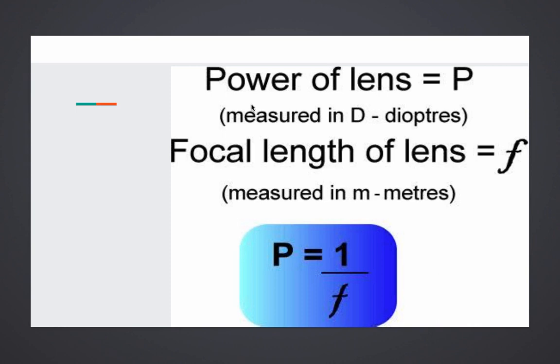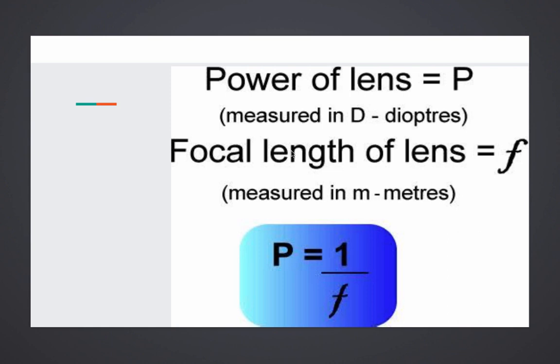So here we are going to understand this particular topic, power of lens P, which is measured in diopters. You must have seen the prescription also, that when you get your eye checkup done, they write plus minus values and then they put capital D. That is actually the diopter for the lens which you need. So focal length is f, which we have just now discussed in the lens formula, which is measured in meters, and which gives us the power of lens P equals 1 upon f.